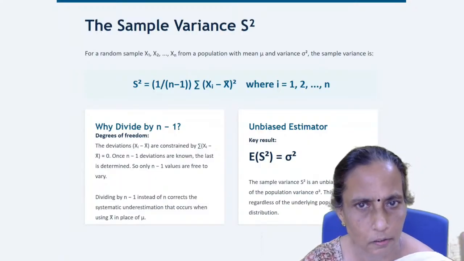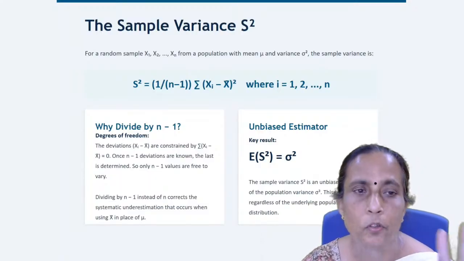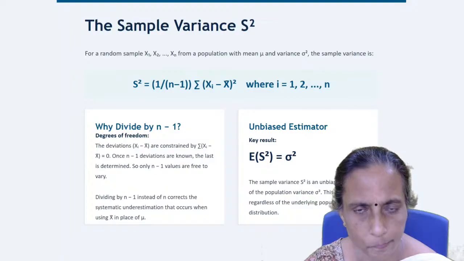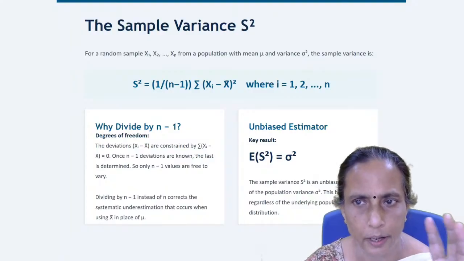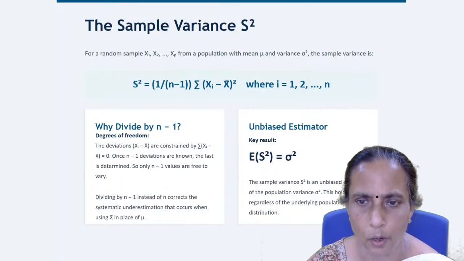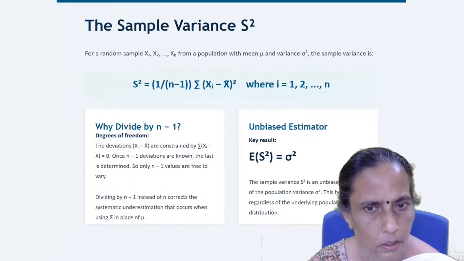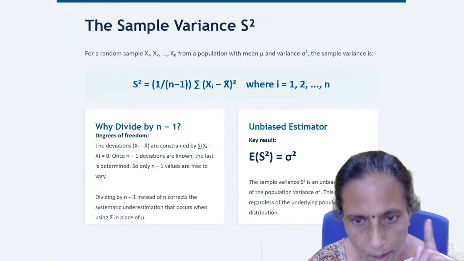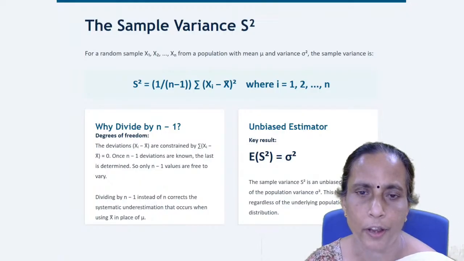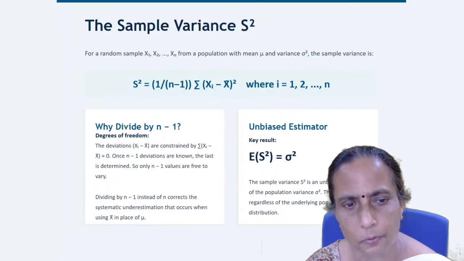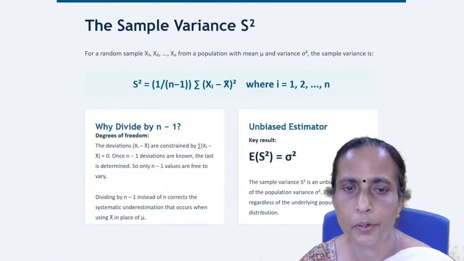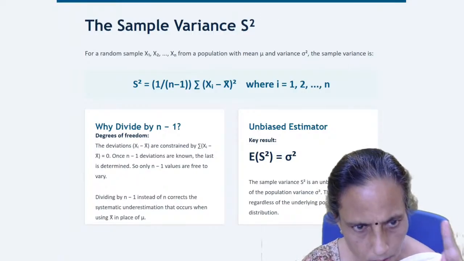So the sample variance, we say it as S square. For a random sample x1 to xn from a population with mean mu and variance sigma square, the sample variance is equal to 1 upon n minus 1, summation of xi minus x bar whole square, where i is equal to 1 to n. I hope you remember we calculated this while discussing variance. This is the formula we discussed during that period, and why we divide by n minus 1, that also we discussed during that period.